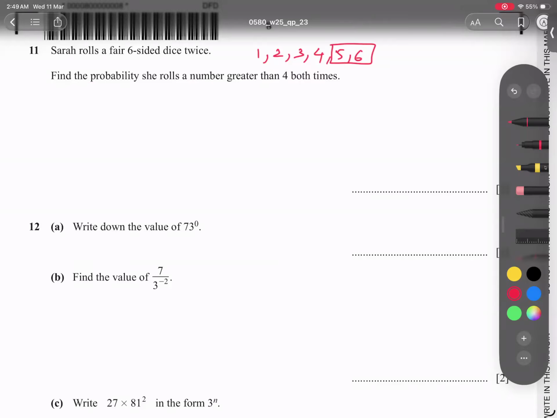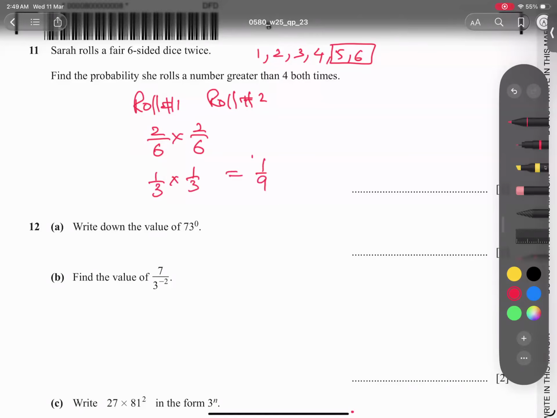So first roll, roll number 1, and roll number 2. In roll number 1, what is the chance of more than 4? It is 2 out of 6. And again 2 out of 6, because in dice questions, coin questions and spinner questions, probability never changes. So we get 1 over 3 times 1 over 3, in simplest form 1 over 9. And this is my final answer.